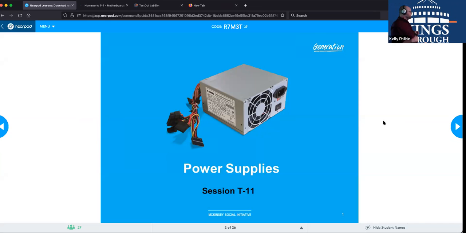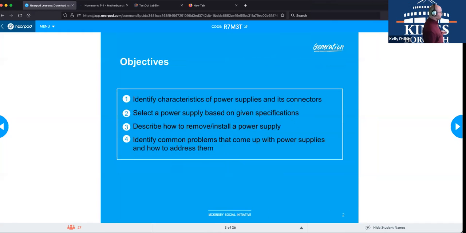So today we're going to be talking about power supplies. These wonderful, dangerous items inside of our computers that make everything work. Our objectives throughout this technical session are going to be to identify the characteristics of power supplies and the connectors that you will typically see on your average power supply. We're going to be able to select a power supply based on given specifications, describe how to remove/install a power supply. Hint, it's similar to the instructions we have heard before. And also, we're going to be able to identify common problems that come up with power supplies and how to address them.